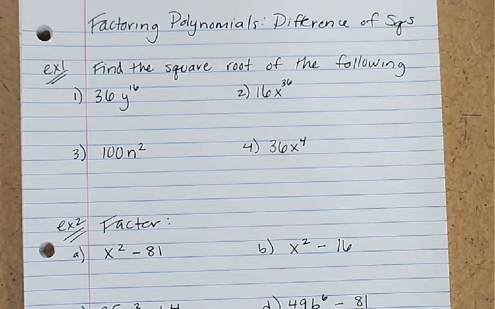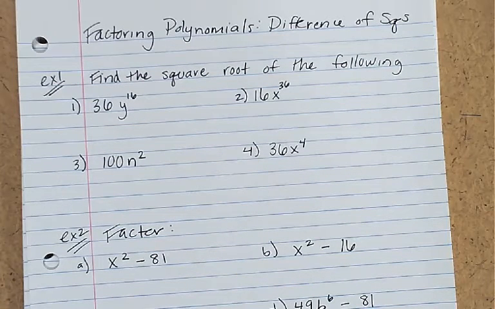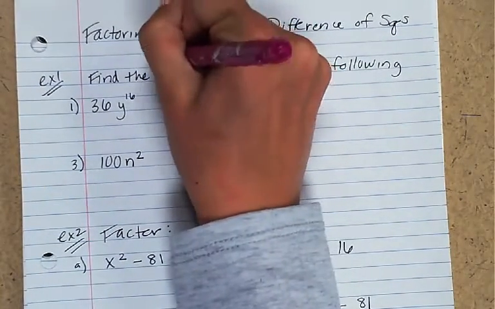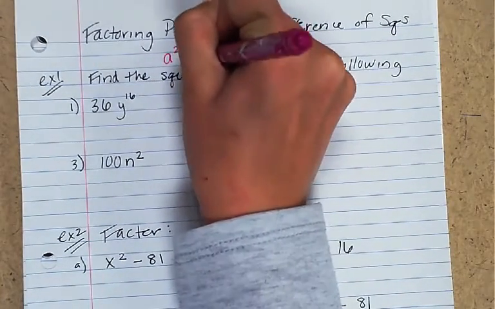This is a review of the Edgenuity lesson, Factoring Polynomials, Difference of Squares. In the Edgenuity video, again, they use the X method a lot. When you have a difference of squares, to recognize it, let me write what the actual rule is: a squared minus b squared.